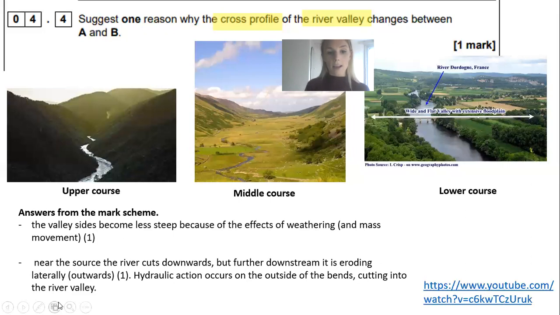The second answer, which you could have written, is that near the source, the river is cutting downwards, it's cutting vertically into the landscape, but further downstream, it's eroding laterally outwards. Okay, so the meandering river is eroding the river valley outwards. Bit of a complex idea. It's quite hard to visualize, so I've put a video link here to help you.